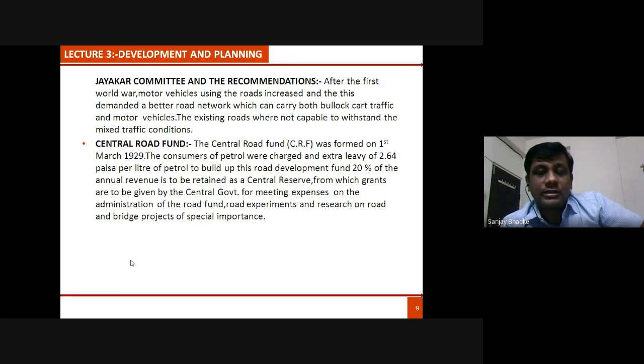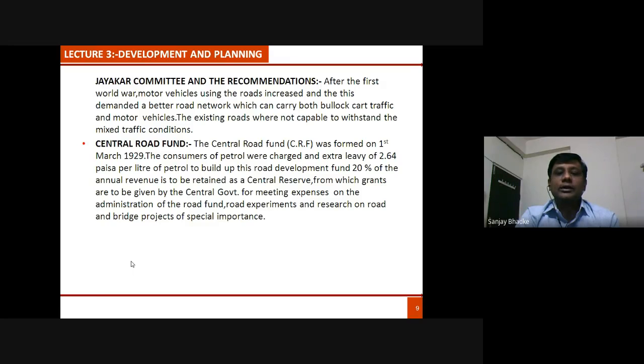The Central Road Fund, CRF, was formed on 1st March 1929. The consumers of petrol were charged an extra levy of 2.64 paise per liter of petrol to build up this road development fund. 20% of the annual revenue is to be retained as a central reserve, and the grants are to be given by the central government for meeting expenses on the administration of the road fund, road experience and research, and road and bridge projects of special importance.